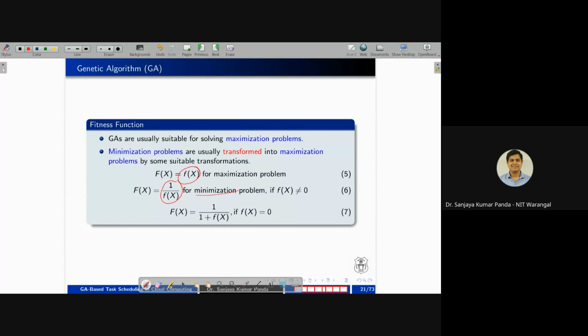And if for some value of x you are getting the denominator as 0, you add a minor quantity in the denominator. Like I have added a plus 1 in the denominator, so that even if the f of x value is 0, the denominator is not going to be 0.